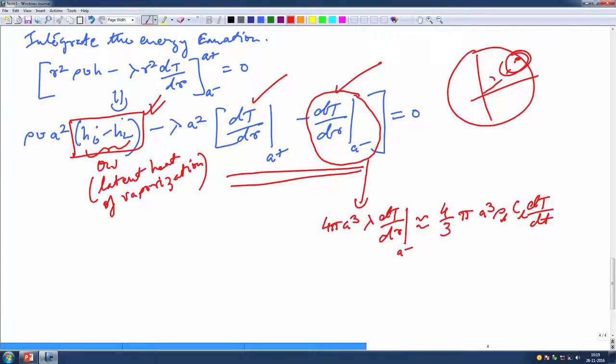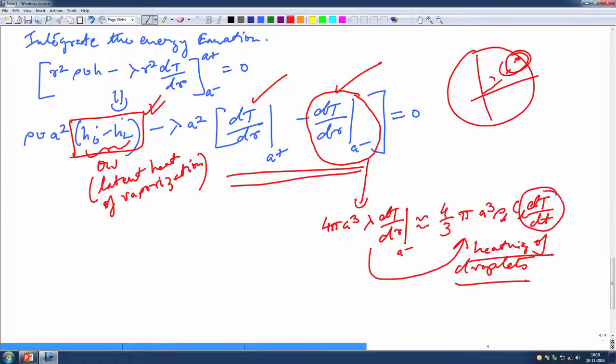That means that all the heat that is conducted goes into heating of the droplet. It goes into the heating of the droplets, where this is the temporal signature of the same. Understood? What does this mean? This is essentially the slope of the temperature curve here.